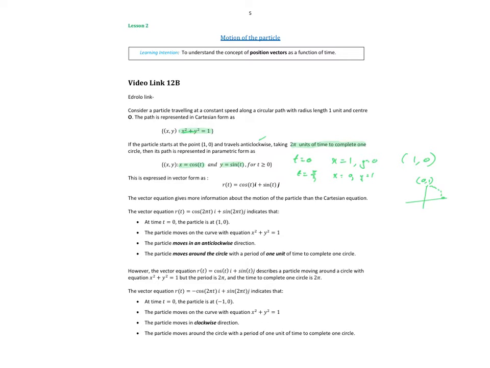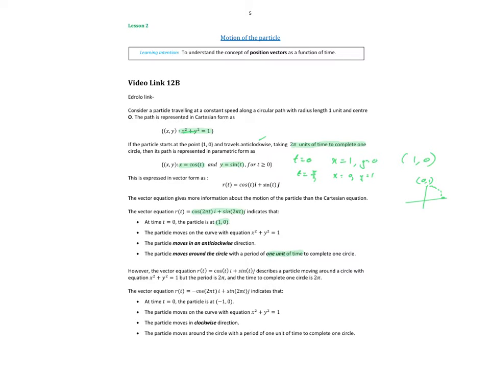Come down a little bit further. So then r of t equals cos of 2 pi t i plus sine of 2 pi t j. Again, x equals the i component, y equals the j component, so it's x squared plus y squared equals 1. At t equal to 0, we are at (1, 0). In this case, the period of that graph is 1, so it's going to take 1 unit of time.